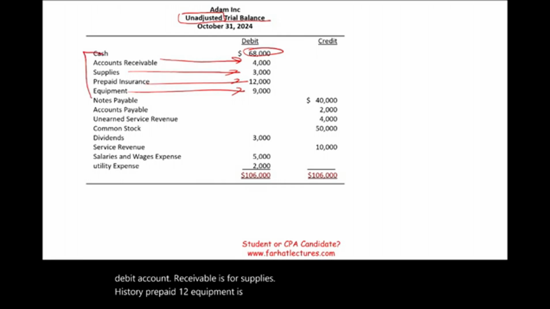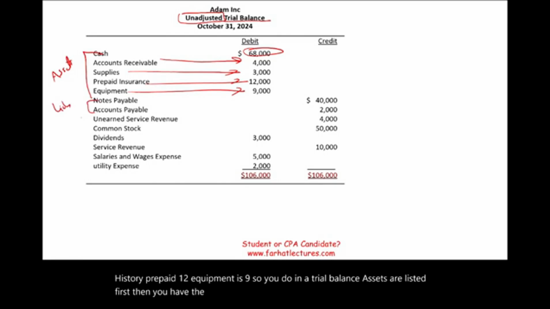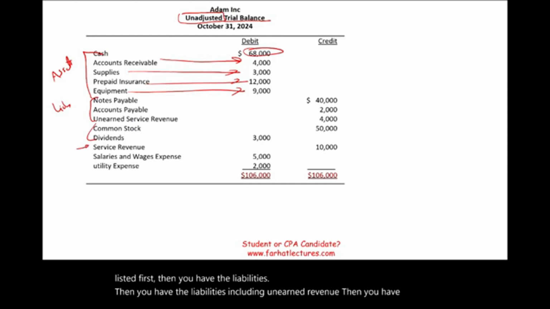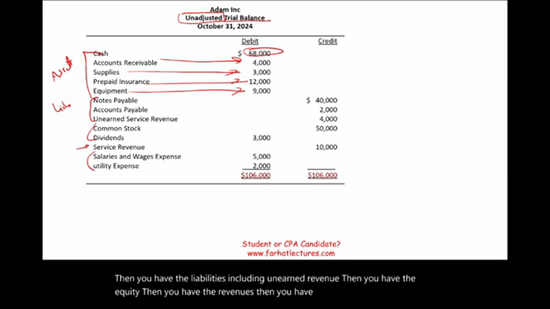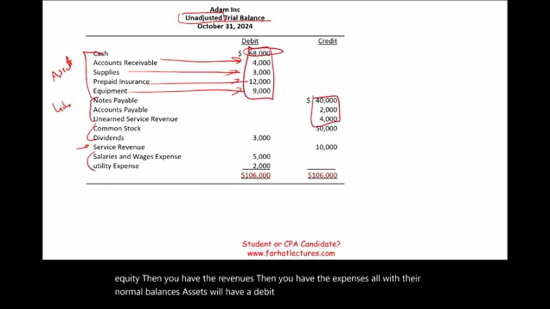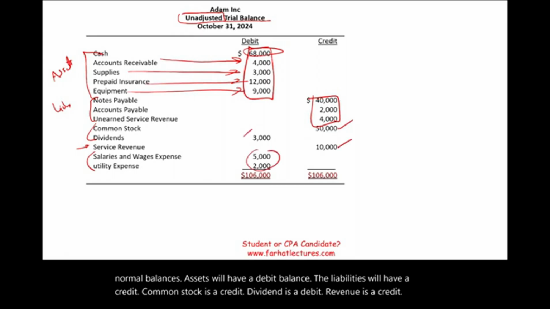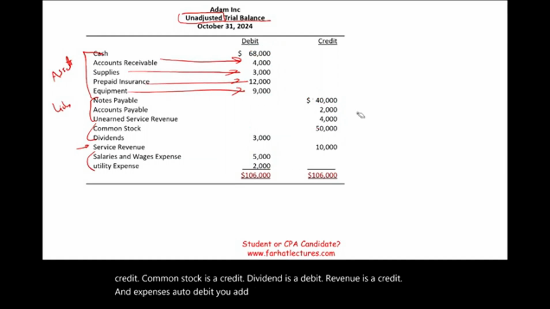So what you do in a trial balance, assets are listed first. Then you have the liabilities, including unearned revenue. Then you have the equity. Then you have the revenues. Then you have the expenses. All with their normal balances. Assets will have a debit balance. The liabilities will have a credit. Common stock is a credit. Dividend is a debit. Revenue is a credit. And expenses are a debit. You add them up. And the trial balance, there is a reason why it's called the balance. Total debits equal total credits.